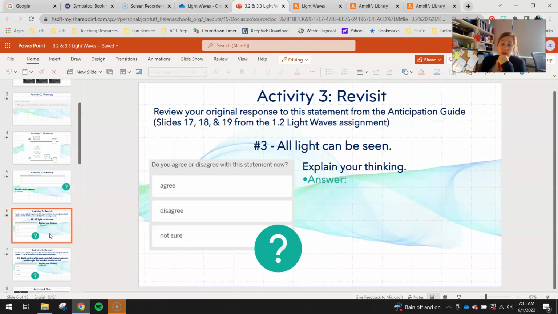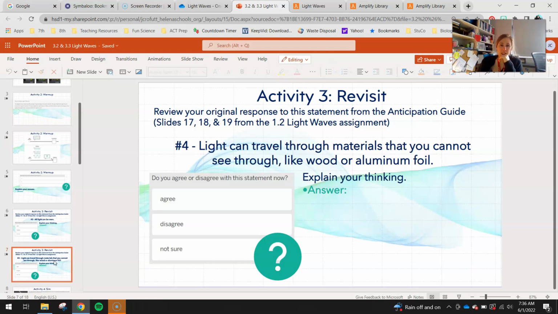You're going to piece together what we've learned since then. That was at the very beginning; now we're in chapter 3. The third comment was, all light can be seen. Do you agree or disagree with this statement now? Think about what you've done with the sim and some of the little hands-on activities, and then explain your thinking here. So, 2 questions for you to answer on this slide.